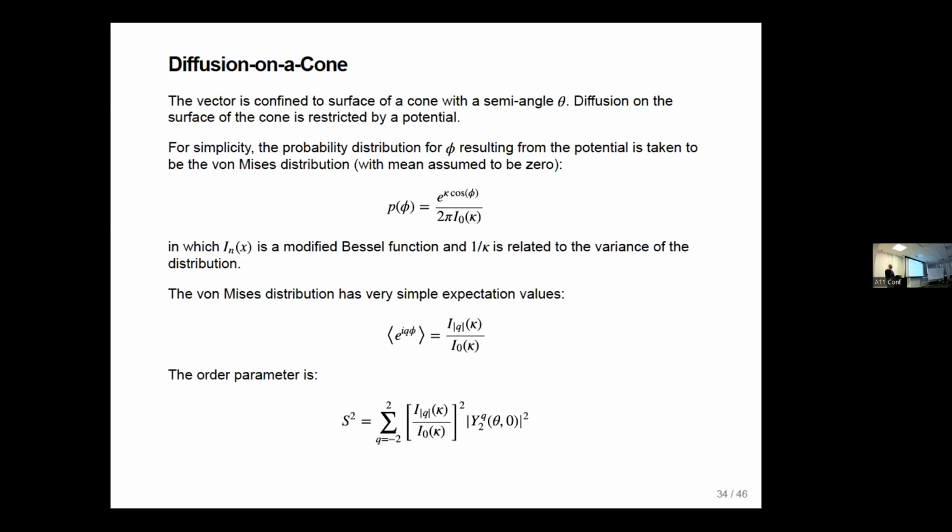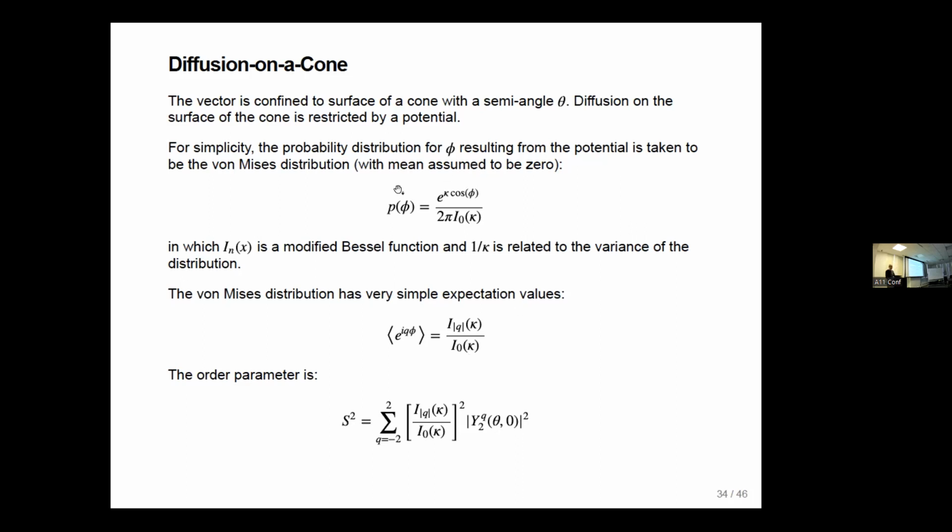Well, one can play this game, since many integrals can be done. Another model is diffusion on the surface of the cone. So this is like a rotamer, right? We have a fixed angle, and the dihedral angle is just varying in time. And if you're just stuck in the bottom of the well, not making jumps, then you just have libration in the bottom of the well.